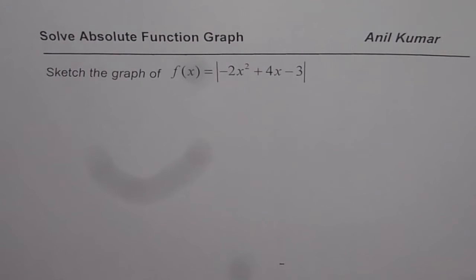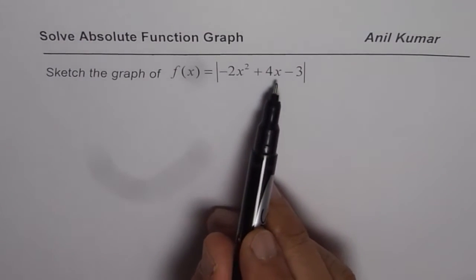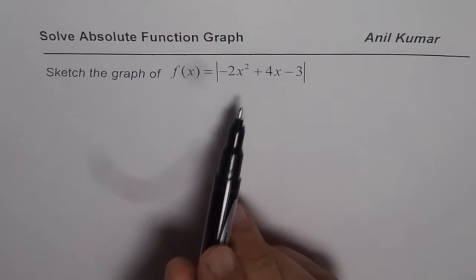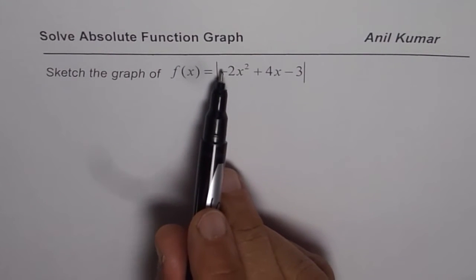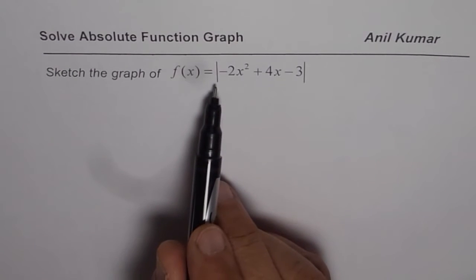The question here is, sketch the graph of f of x equals the absolute value of minus 2x squared plus 4x minus 3. Now to sketch the graph of an absolute function, we'll first sketch the graph of the inside function, which is a quadratic function, and then make it absolute.